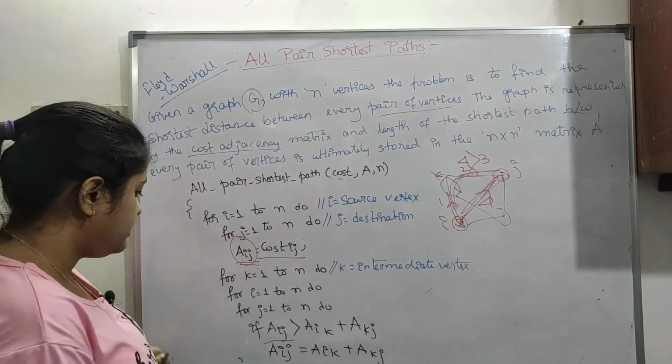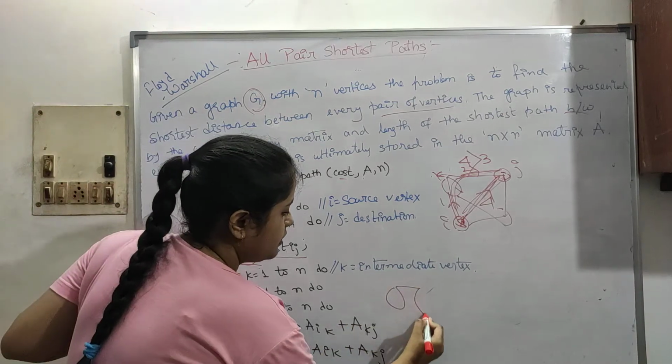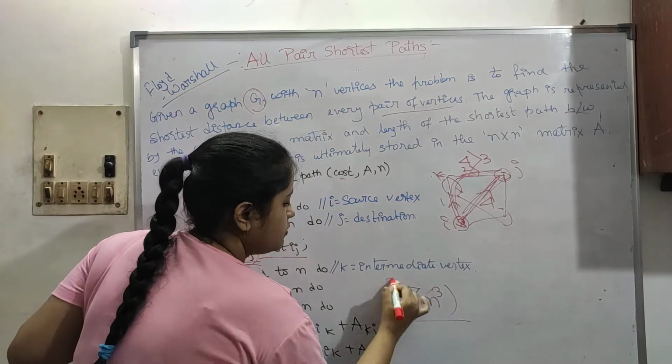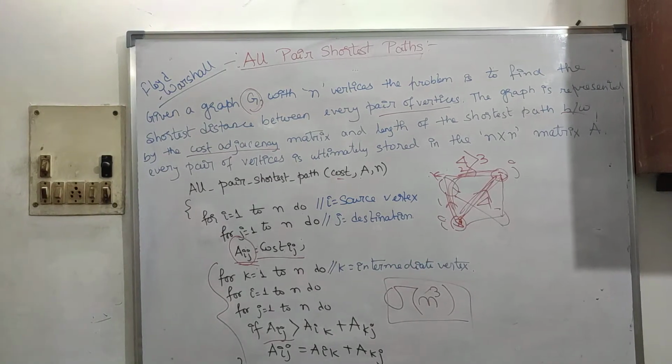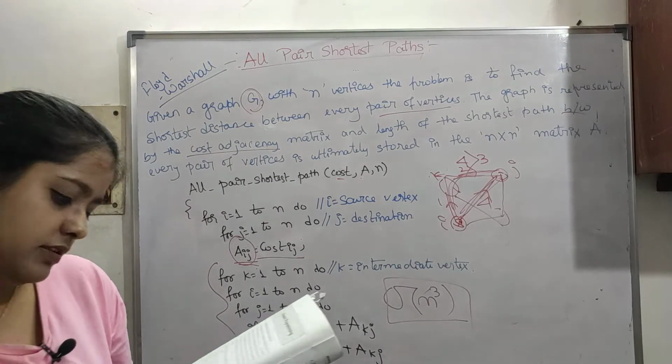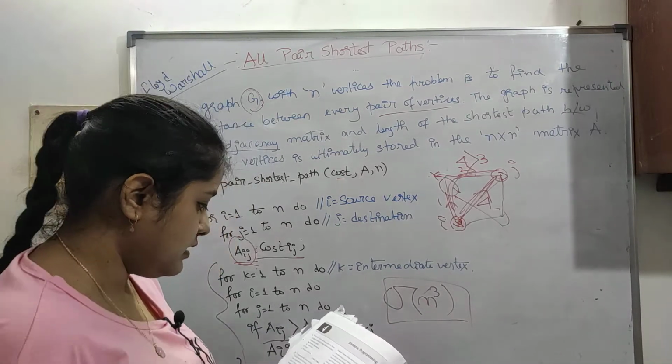And for time complexity, you have these 3 for loops, so it will be order of n cube. I think these questions are asked. Let me check once if n cube was asked. I think in test series this was asked.